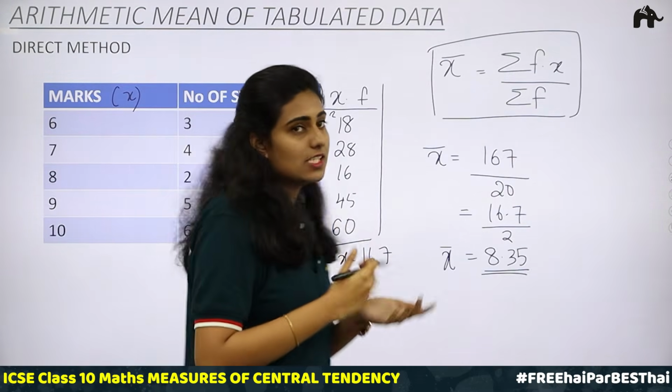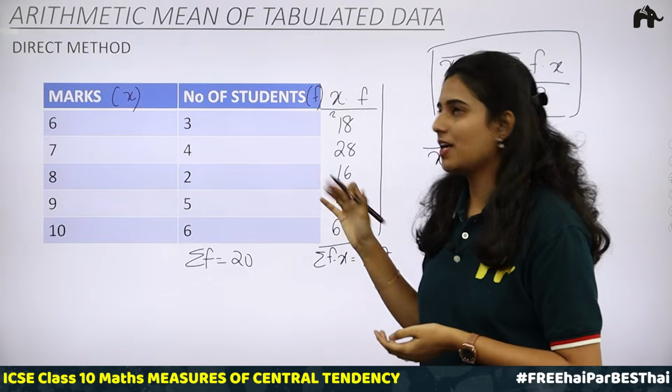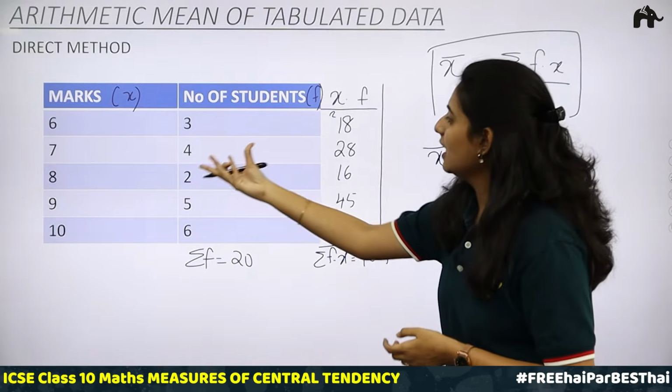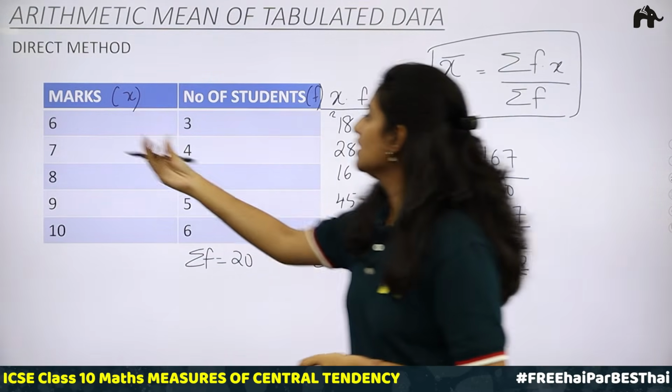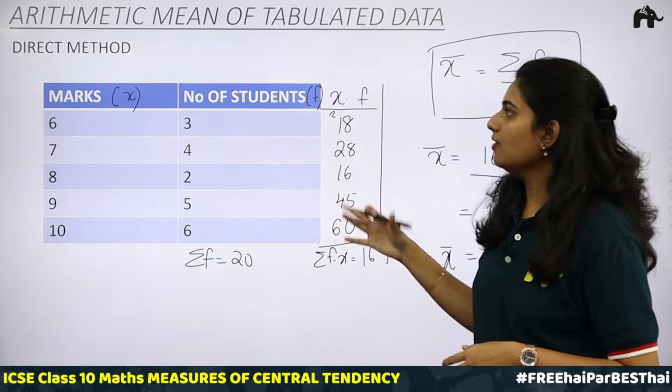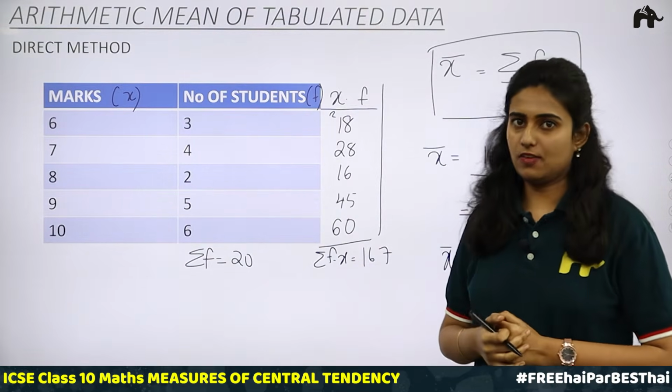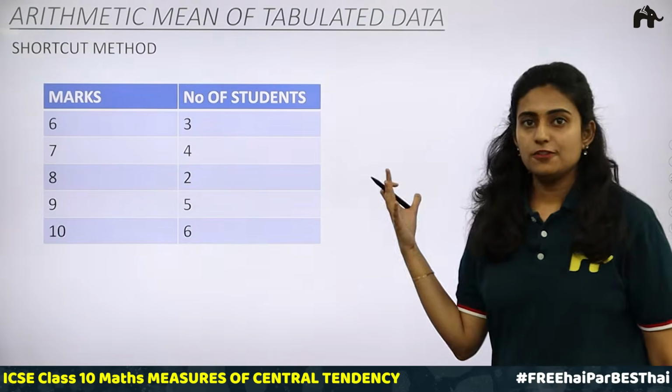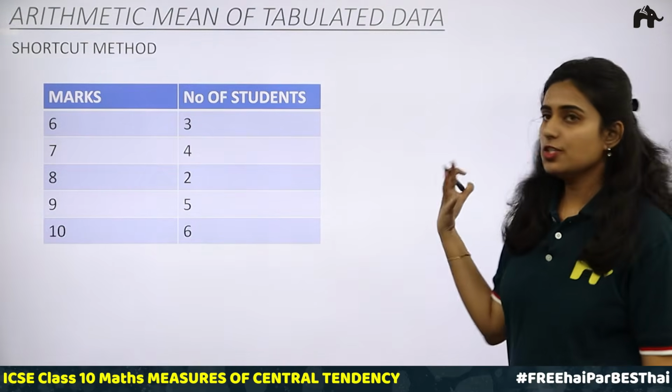So, the next methods are more simpler compared to the direct method. Here, we have taken simple values. When it comes to 3-digit values and all, to use the direct method will be difficult. So, for that we are using the shortcut method and step deviation method. Let's see what they are. For the same data, let us now use the shortcut method.